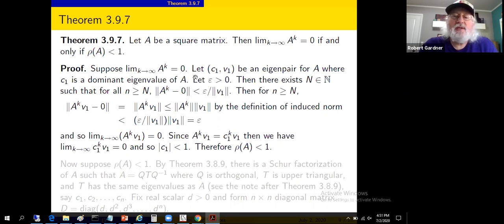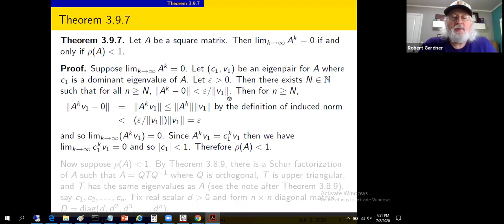Well, we've assumed a limit exists, so that tells us there exists a natural number capital N such that for all values of the index n greater than or equal to capital N, the norm of A to the k minus 0 is less than epsilon over the norm of v1. If I tell you up front what we're going to use, I can put any positive number I want here, and you can find the N. I choose epsilon over the norm of v1 for reasons to be made apparent shortly. Hey, v1, that's not the 0 vector, is it? No, it's an eigenvector, and the 0 vector is never an eigenvector. So we haven't divided by 0.